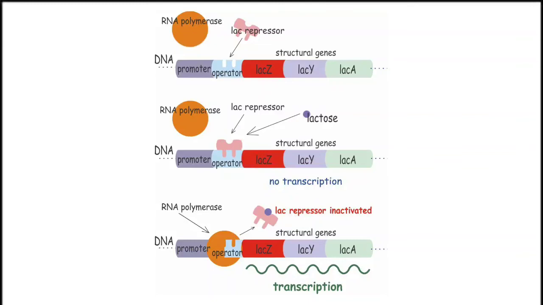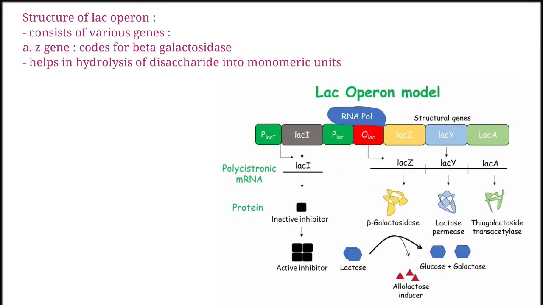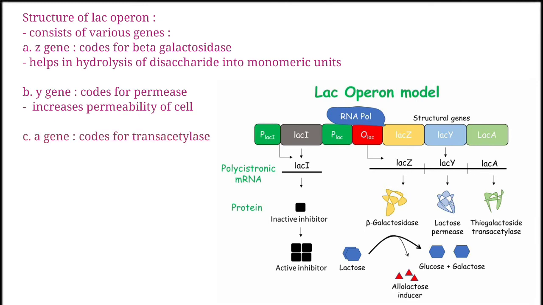The structure of the lac operon consists of various genes. One regulatory gene, the I gene, codes for the repressor of the lac operon. The three structural genes are Z, Y and A. The Z gene codes for beta galactosidase, beta-gal in short, which helps in the hydrolysis of the disaccharide into its monomeric units, that is, lactose into galactose and glucose. The Y gene, another structural gene, codes for permease, an enzyme that increases the permeability of the cell to beta galactosides. The third, the A gene, codes for a transacetylase.